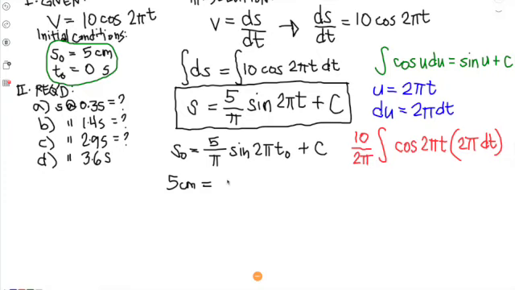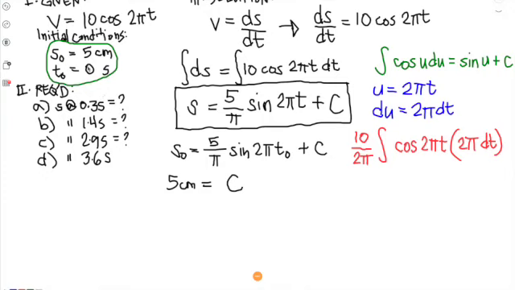So that would be 0 plus c, or our arbitrary constant would just be equal to 5 centimeters. So what does that tell us? It tells us that the particular solution, or the antiderivative of our differential equation, the position s would just be equal to the function 5 over pi sine of 2 pi times the time, still a function of time, plus c, which is the initial position.